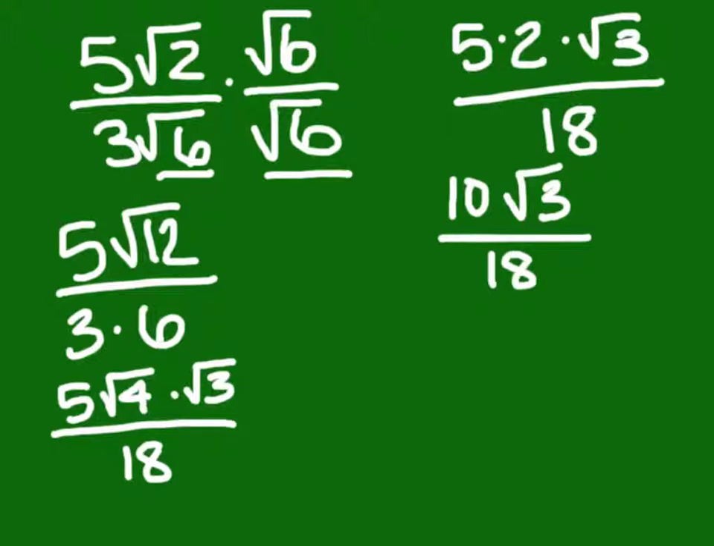Now we want to see if we can simplify any further. 2 does go into both 10 and 18. So 10 divided by 2 is 5. Keep the radical 3 over 18 divided by 2 is 9. So your final answer would be 5 radical 3 all over 9.